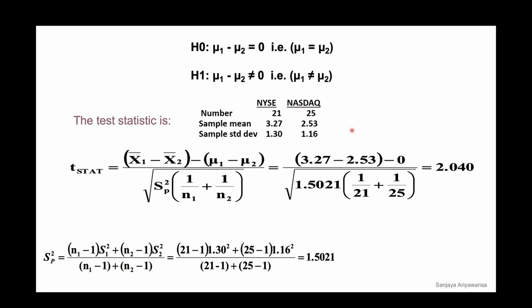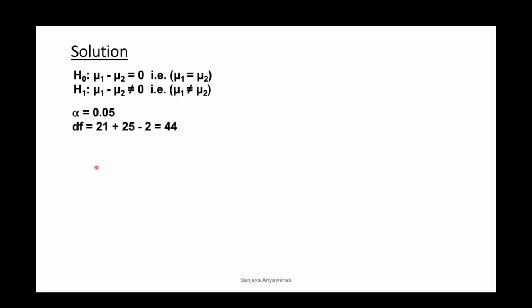All right. So from this, you calculate your t-stat. Now, what are you going to do with this? Well, similar to before, you write down H0, H1. You have your level of significance 0.05. Remember, it's a two-tailed test. Degrees of freedom. Now, this is where it changes.